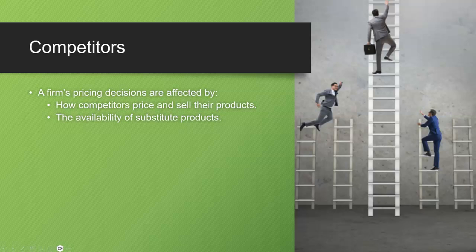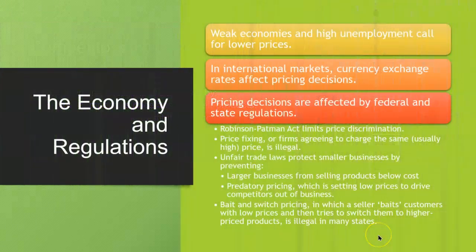Competitors. A firm's pricing decisions are affected by how competitors price and sell their products and the availability of substitute products. The economy and regulations. Weak economies and high unemployment call for lower prices. Currently, we are experiencing inflation and an increase in interest rates.